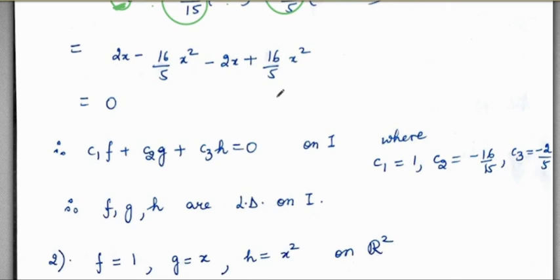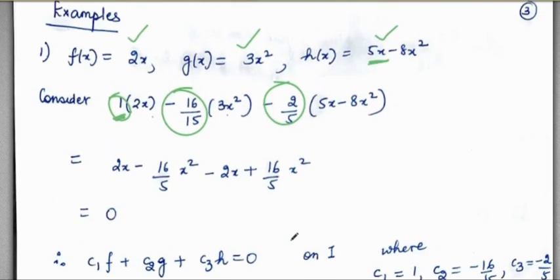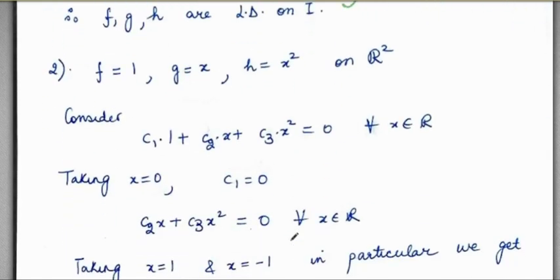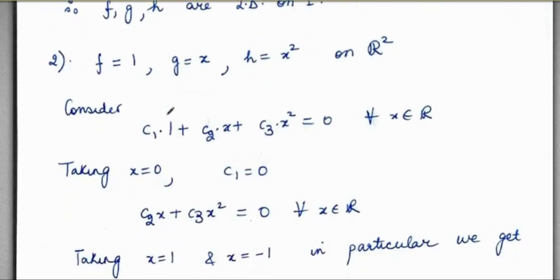Had only one also been non-zero, we would have said linear dependence. Here all are non-zero, so the best scenario is available for linear dependence. So these 3 functions, 2x, 3x square and 5x minus 8x square, are very much linearly dependent on R. So let's look at another example.